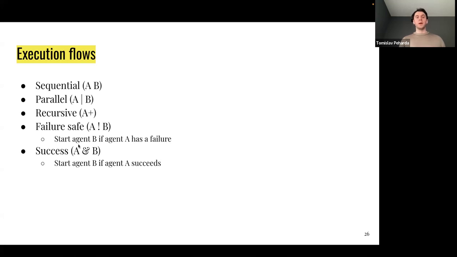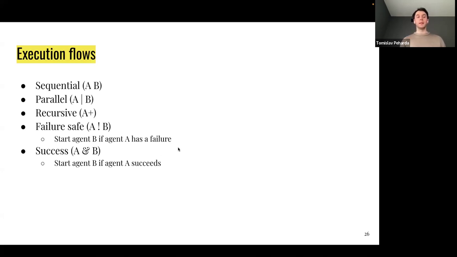So for example, if you have agent A, which might fail, and if agent A fails, you want to start agent B. So it's kind of like failure safe. And we also have a success type of execution flow: start agent B only when agent A succeeds. And those are the 5 execution flows that are currently supported.